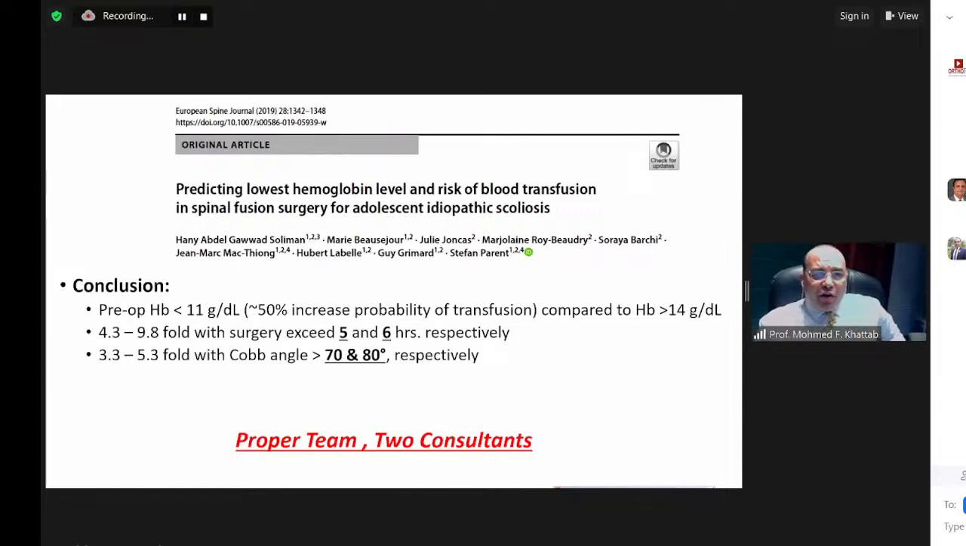If your surgery will exceed 5 or 6 hours, please be careful that you have a 4 to 9-fold incidence of more bleeding and blood transfusion may be needed. If you have a curve more than 70 or 80 degrees, you may have a 5-fold chance of blood transfusion. So a proper team and 2 attending consultants to do such complex surgeries is highly recommended nowadays to be fast and safe for your patient.